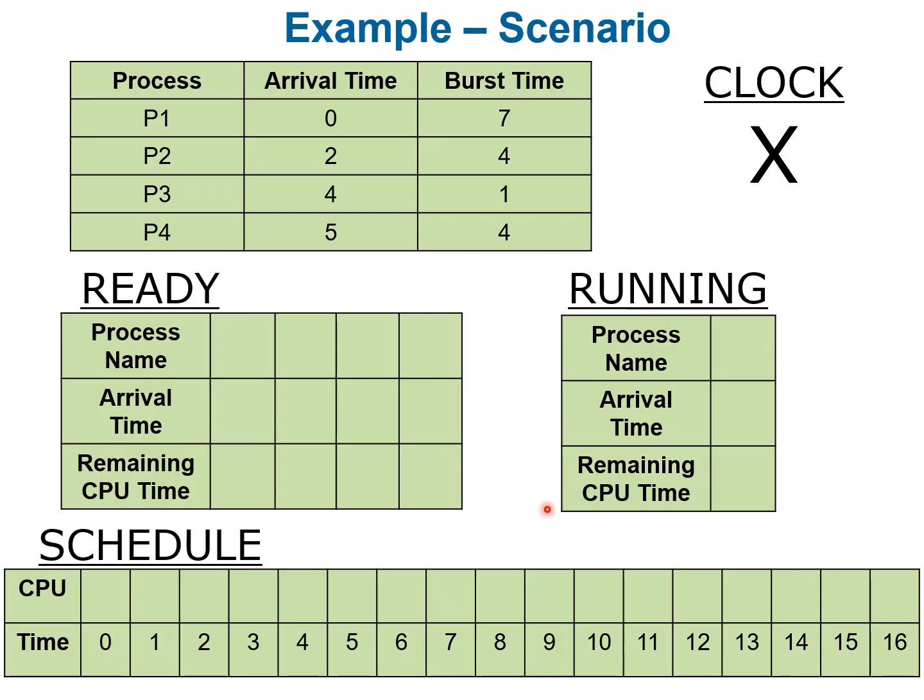Then we'll have one process that can go into the running state. The reason why there's only one running process at a time is because we're on a single CPU system, right? So we only have one CPU, we can only run one process at a time.